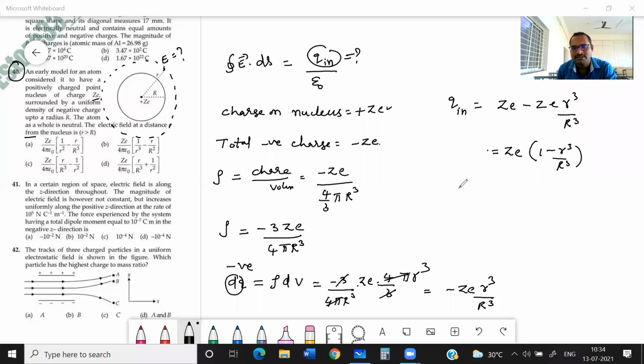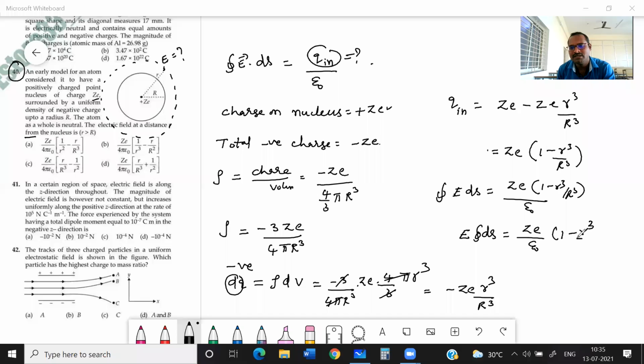You'll get the surface integral of electric field over a closed surface is equal to Ze into 1 minus small r cube by capital R cube divided by epsilon naught. So E, the electric field, will come out of the surface integral of ds, and can be written as Ze by epsilon naught into 1 minus small r cube by capital R cube.